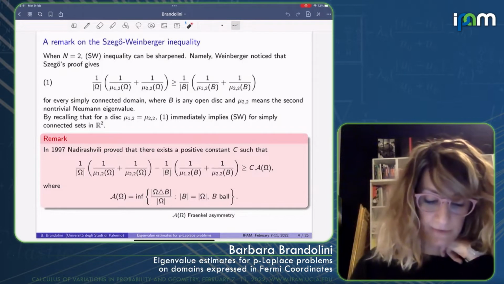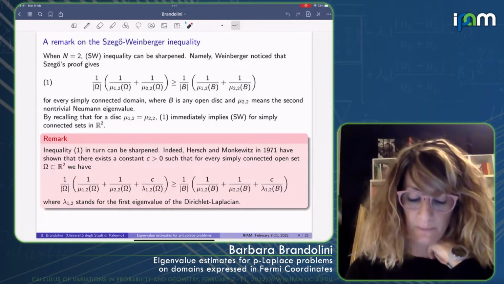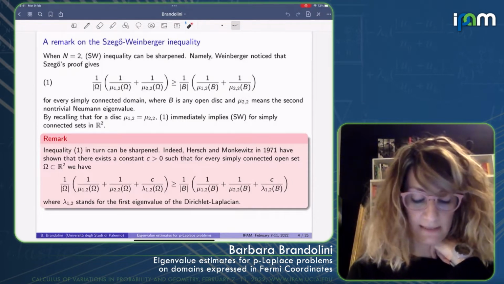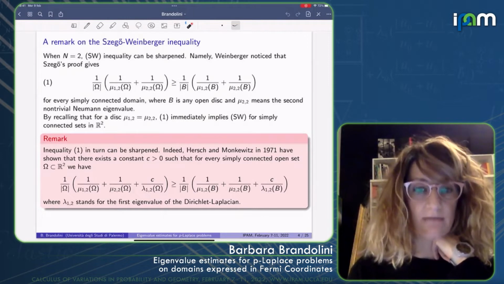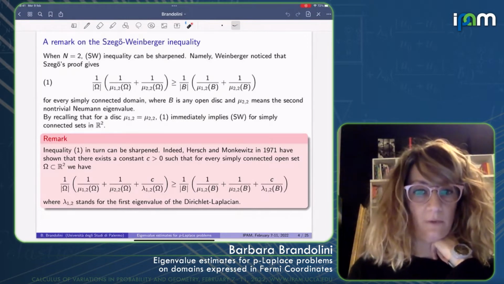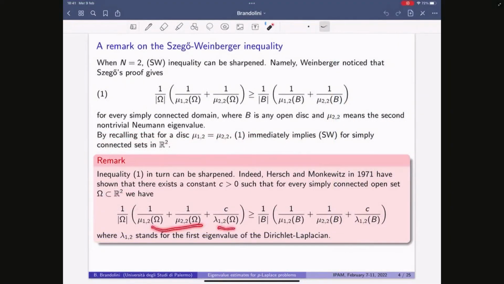In turn, this inequality (1) can be sharpened, and indeed, in 1971, Hersch and Monkewitz showed that there exists a positive constant such that if omega is a planar, simply connected open set, then we can add in the sum another term, which is C over λ1 of omega, where λ1 is the first eigenvalue of the Laplacian operator with Dirichlet boundary condition.